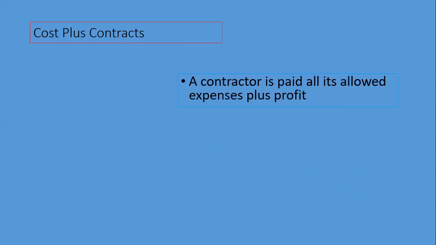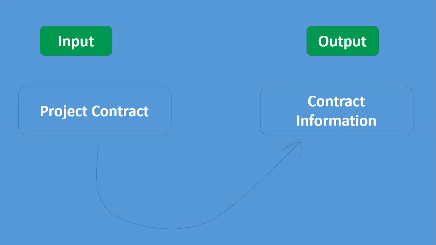Cost plus contracts. In this kind of contract type, you will work and you will be given an extra benefit plus your work done amount. And from these contract types, you have to extract some kind of information, being a planning engineer. That is the main motive behind this instruction.